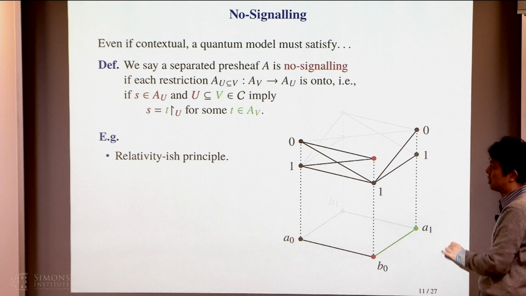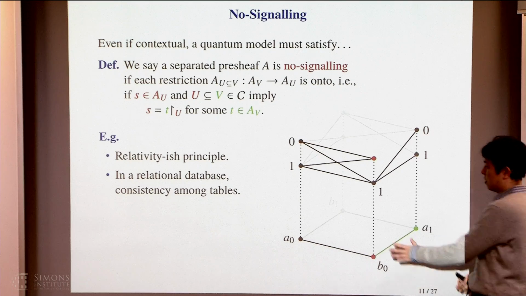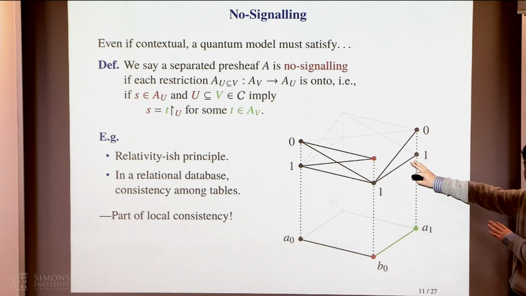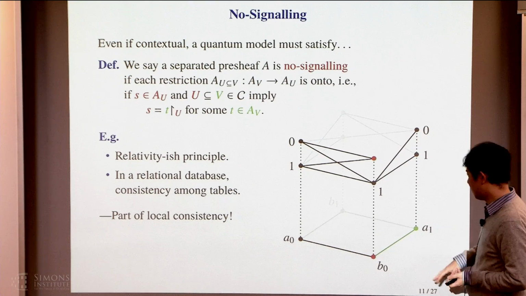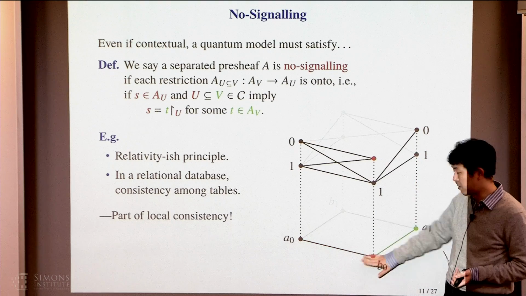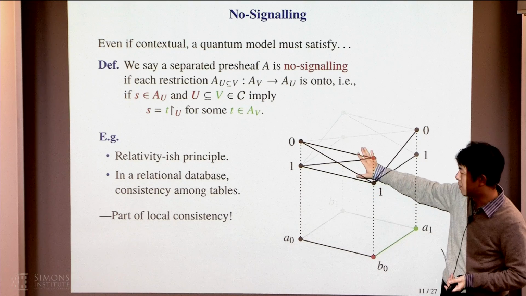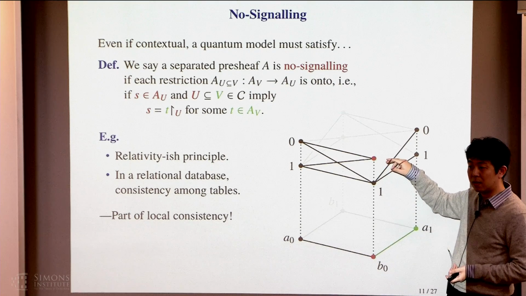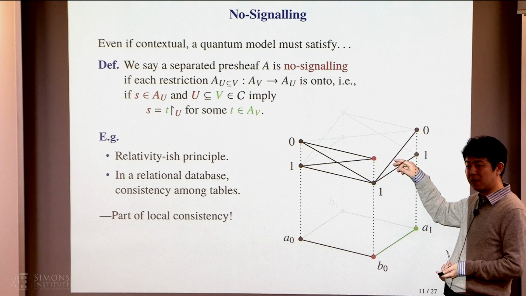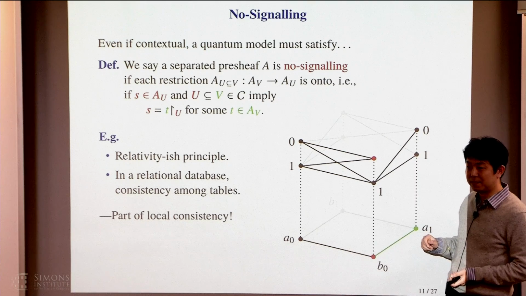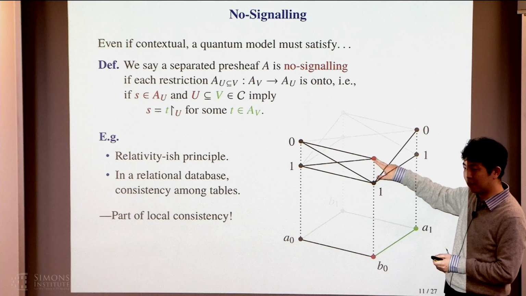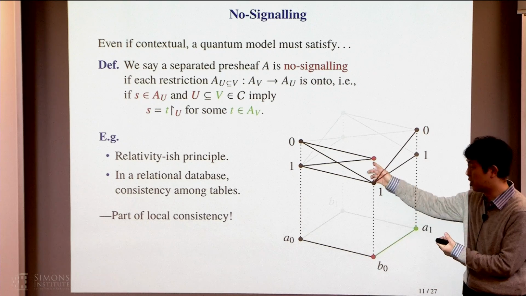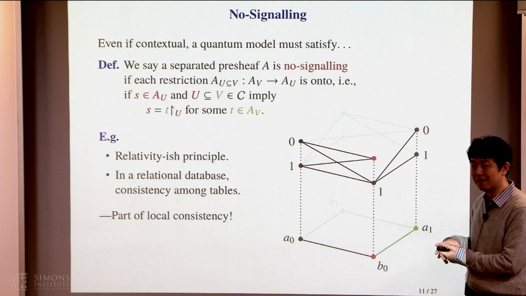It's a kind of relativity-ish principle, but also in a relational database, it's about consistency among tables. So we usually take this as part of the, yes? How is it about consistency among tables? So suppose this is one table in a relational database. This table is going to say that this guy is in, and this table is going to say this guy is not. Projections onto the attributes. So whether this is in the database or not depends on this table and this table, and those tables are not going to agree with each other with respect to whether this value is in.